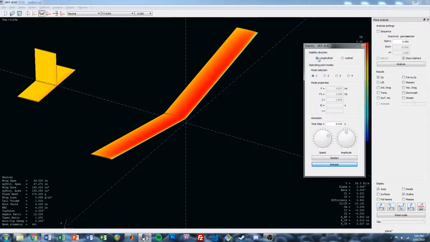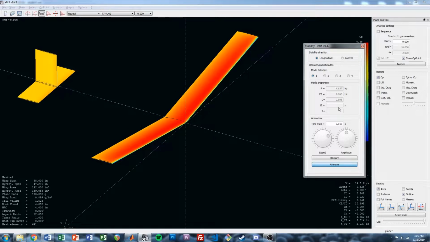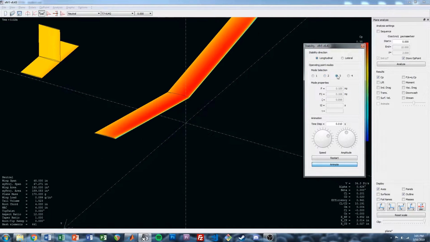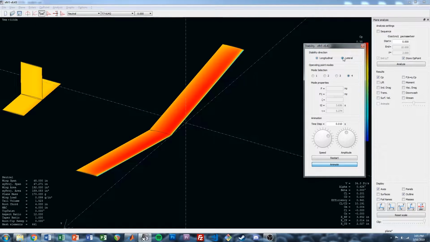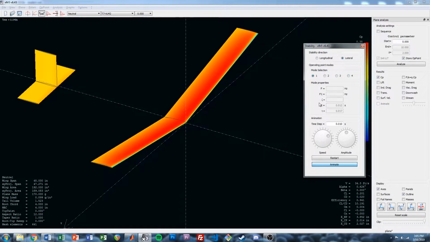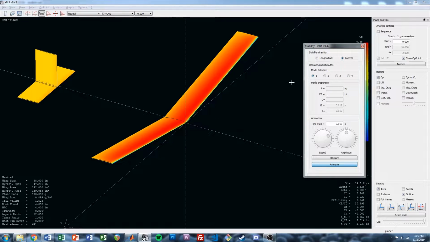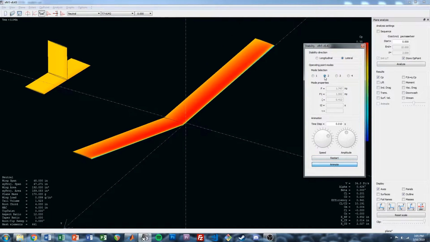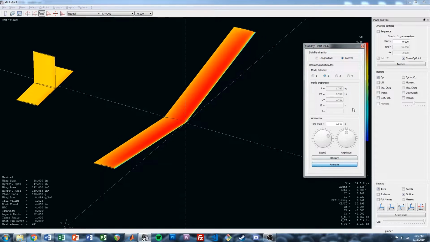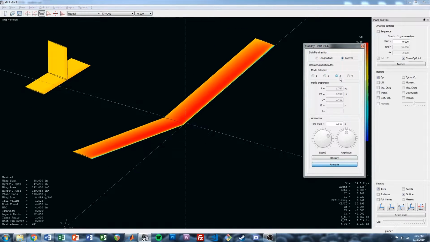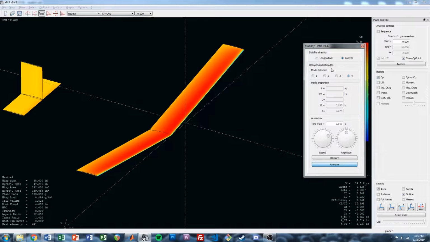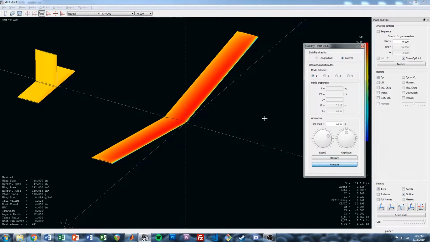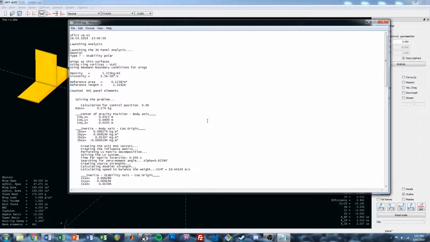So let's look at the longitudinal. I remember these numbers from before. That's still looking pretty good. And if we look at the lateral modes, this first one is going to be our roll subsidence. And then 2 and 3 are going to be the Dutch roll modes. And then 4 is going to be our spiral mode. So I think that all looks good. So we're going to just hit L to view that log file.